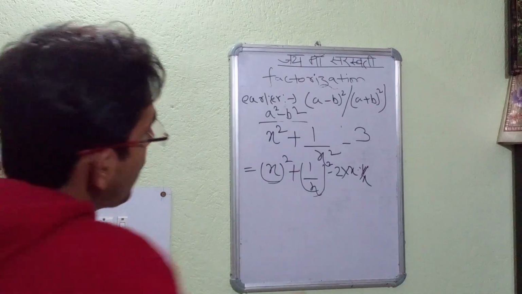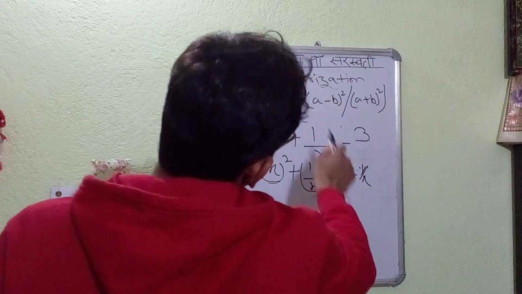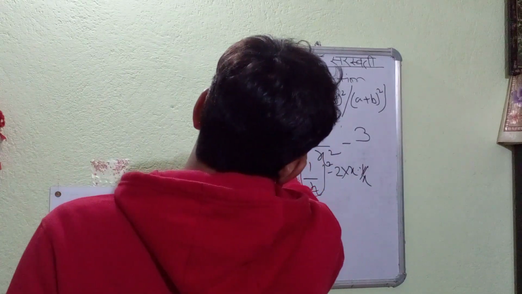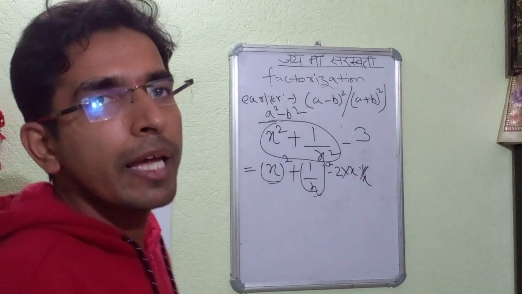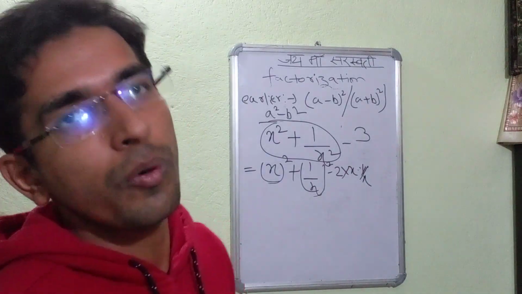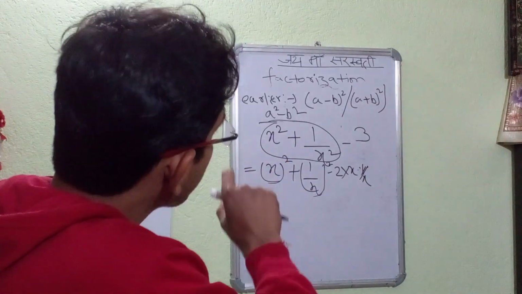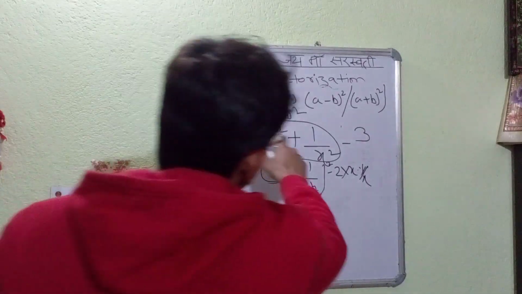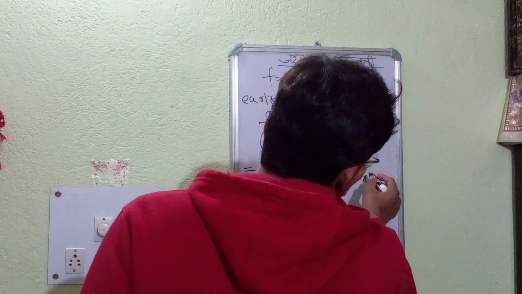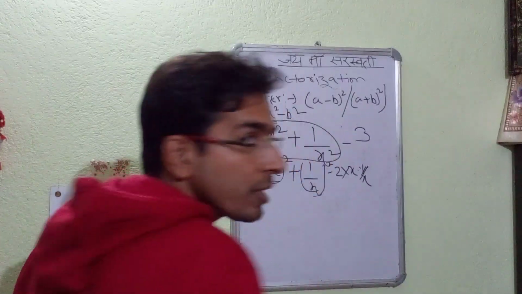Okay, if we had written here minus 2 into x into 1 by x, it is because we have to transform this particular expression in the form of a minus b the whole square or a plus b the whole square. So to do so, we are using the concept of a square plus b square minus 2 into a into b. So minus 2 into a into b we are getting, it is minus 2 here, it is minus 3 here. So what we will put here so that it will satisfy this particular equation?